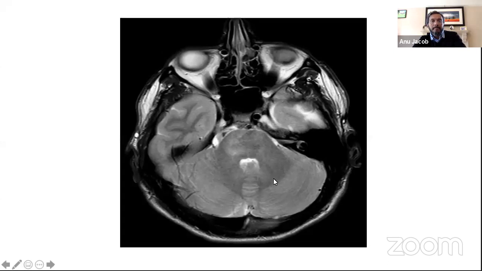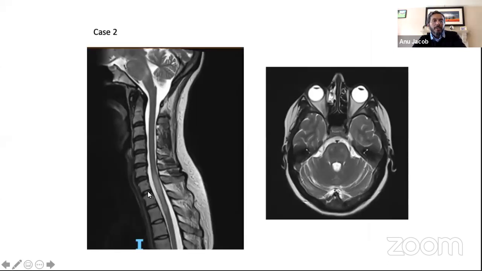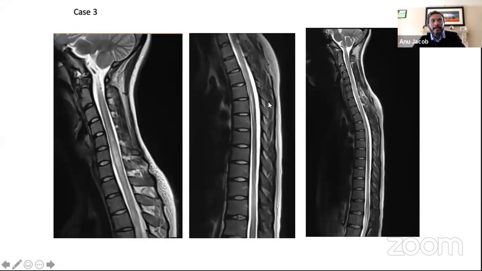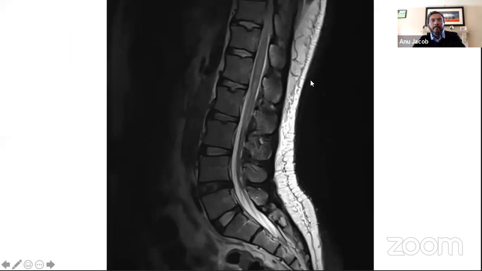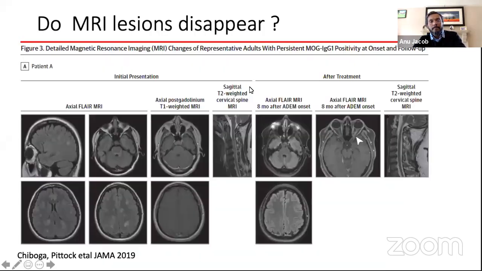Pontine changes. Cord changes, long cord lesions, subtle pontine changes, long cord lesions again, several here as well. Lower cord involving the conus.